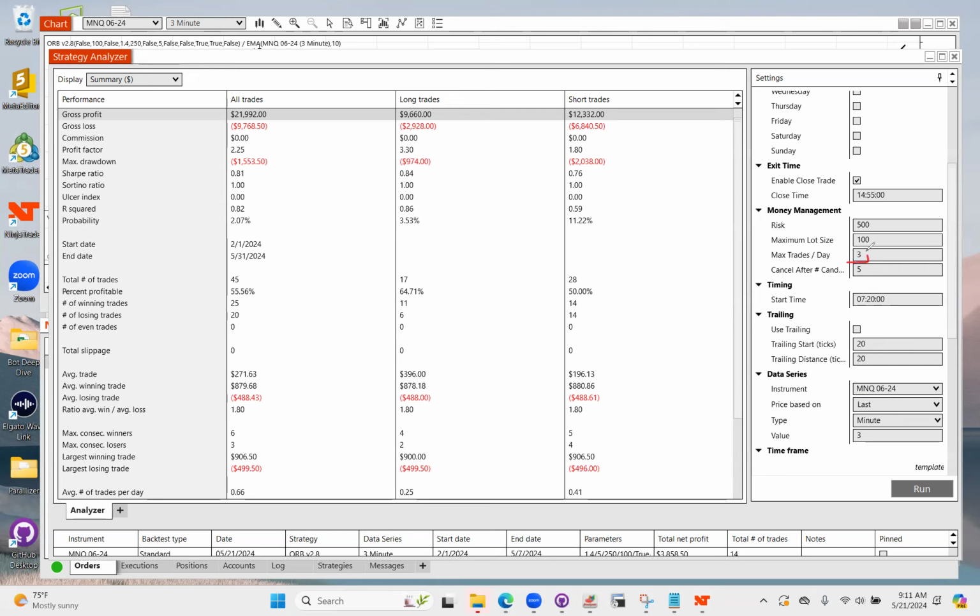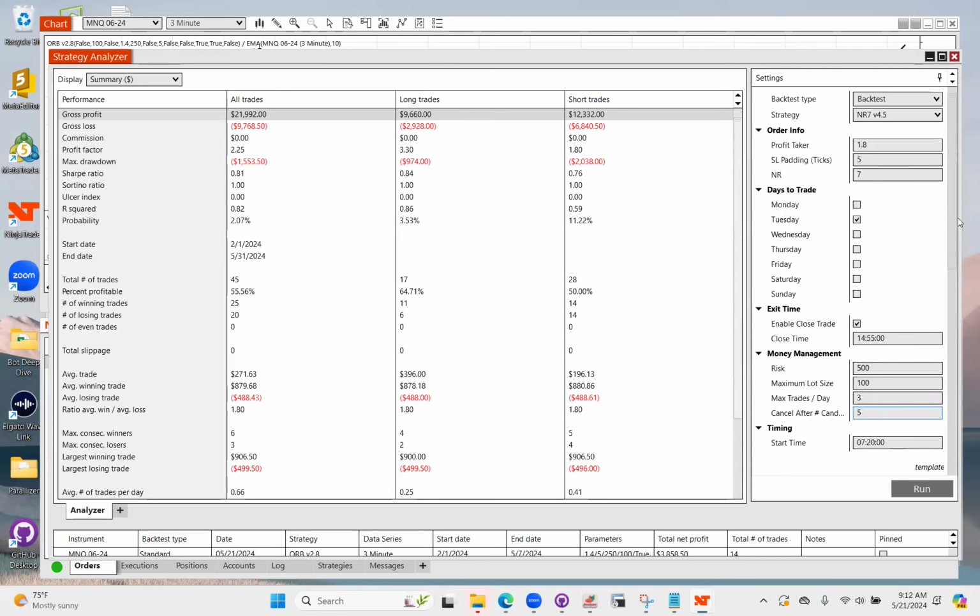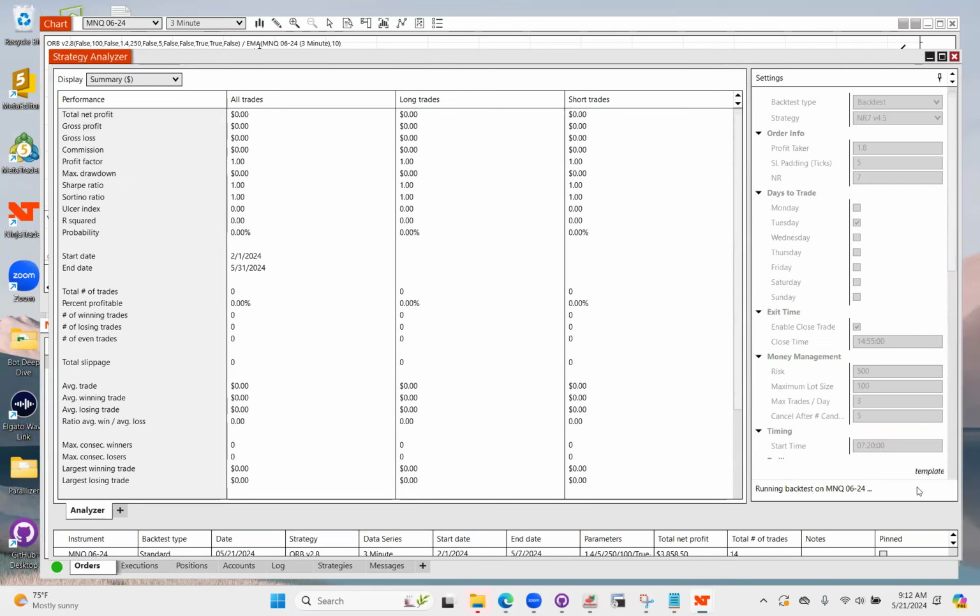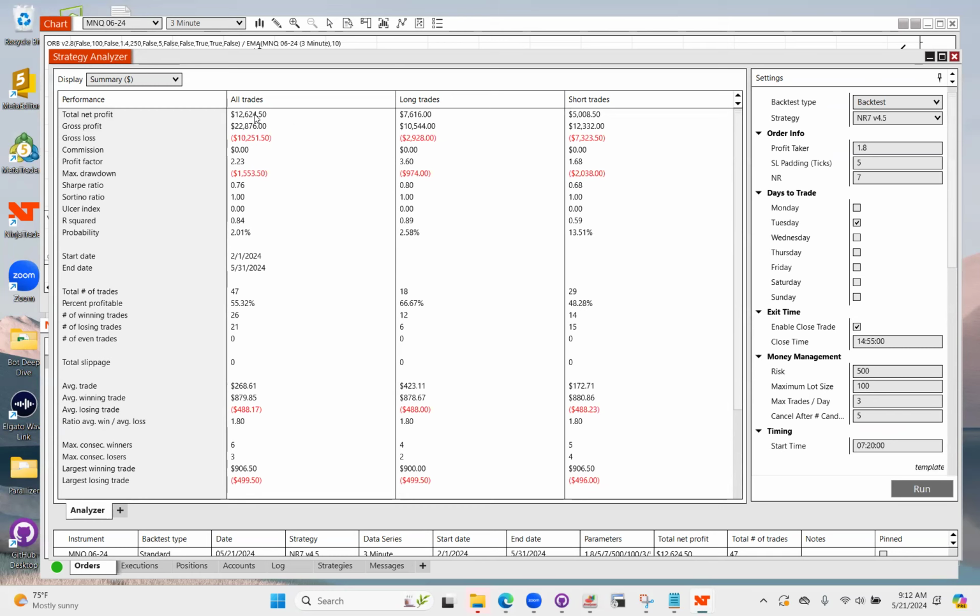The other thing is, because you have multiple trades per day, you can say, I want no more than X number of trades per day. Again, these are all variables that you can set up, configure, and also optimize on your own. They do come with some defaults. The cancel after X number of candles setting is where the order will cancel if it's not triggered within 5 candles after the order is placed. So in this case, let's go ahead and run the back test. It looks like it's pretty solid.